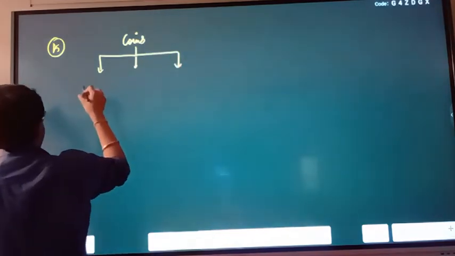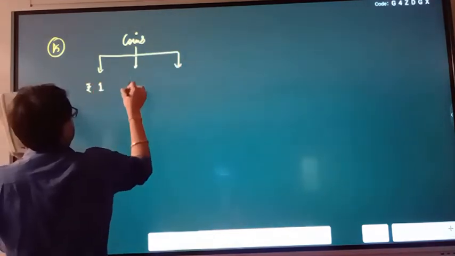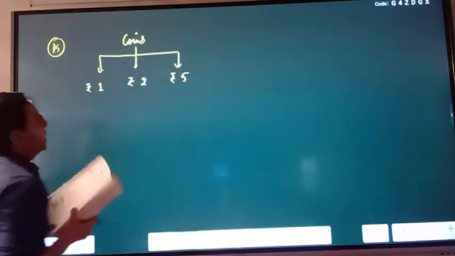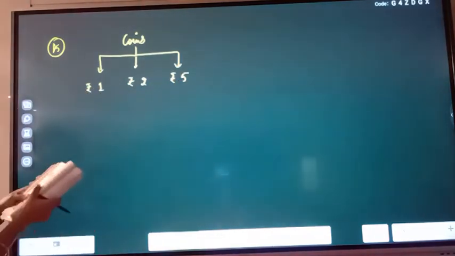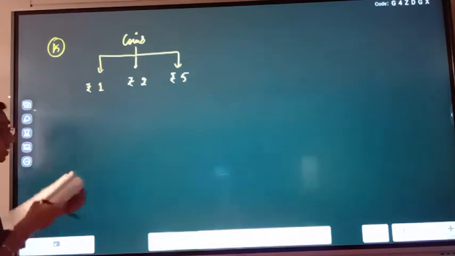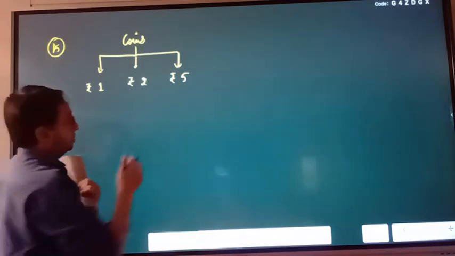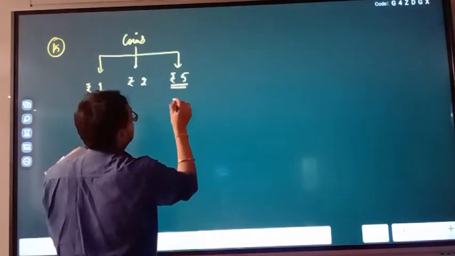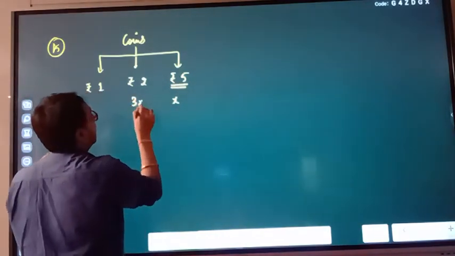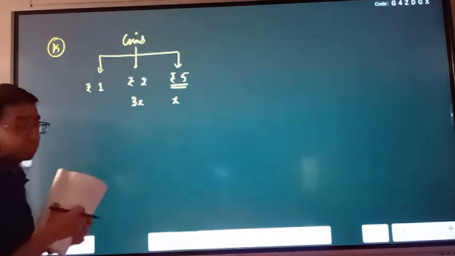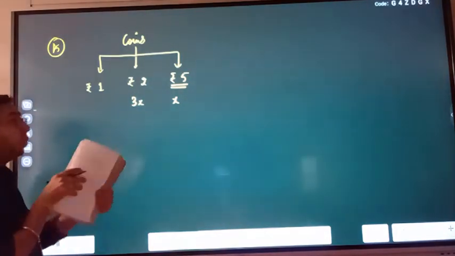We have coins of denomination rupee 1, rupees 2, and rupees 5. It is given that the number of 2 rupee coins is 3 times the number of 5 rupee coins. It means if 5 rupee coins are x, definitely 2 rupee coins are 3x. Clear? And the total number of coins is 160.